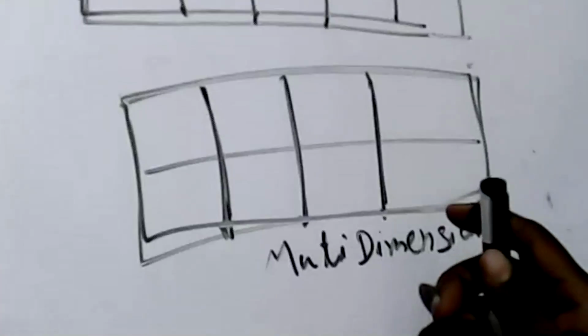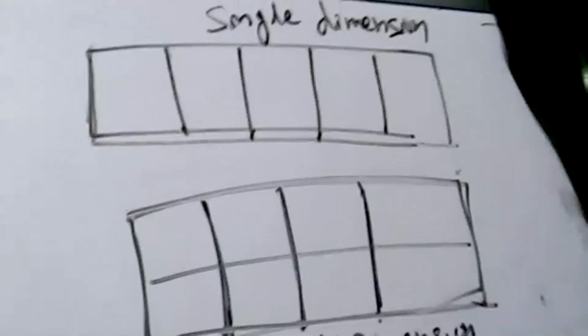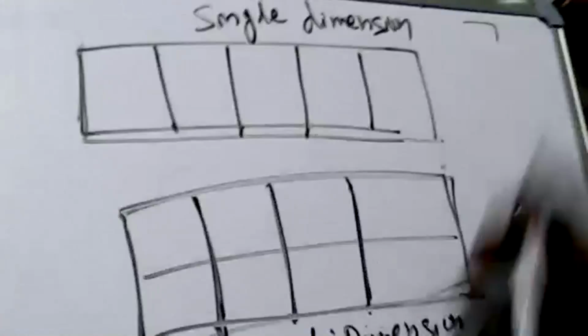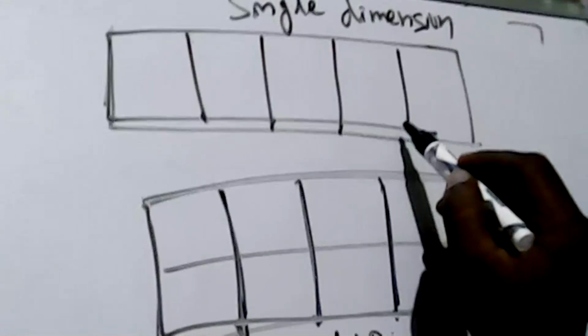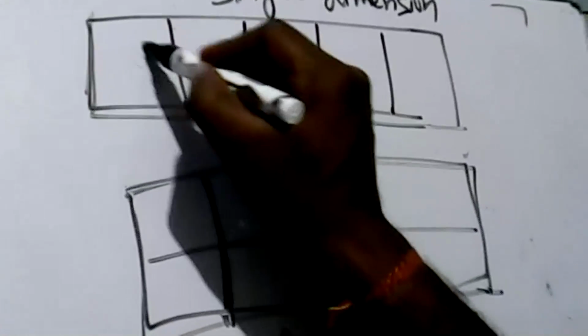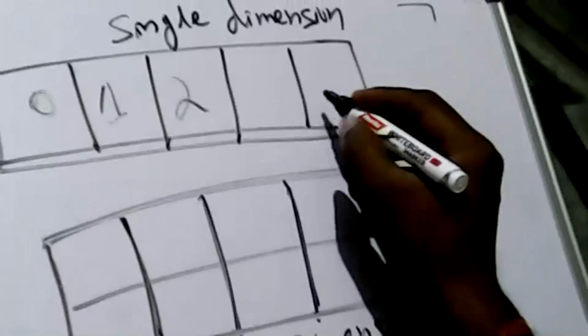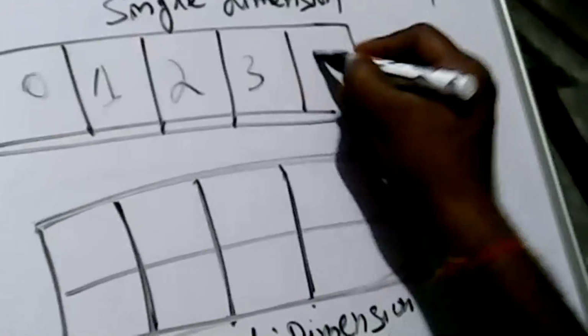See there, it is single dimension and multi-dimension. In a single dimension array, the elements are stored in a single row. The first is called the zero index. It is 0, 1, 2, then 3 and 4. It is a single dimension array.